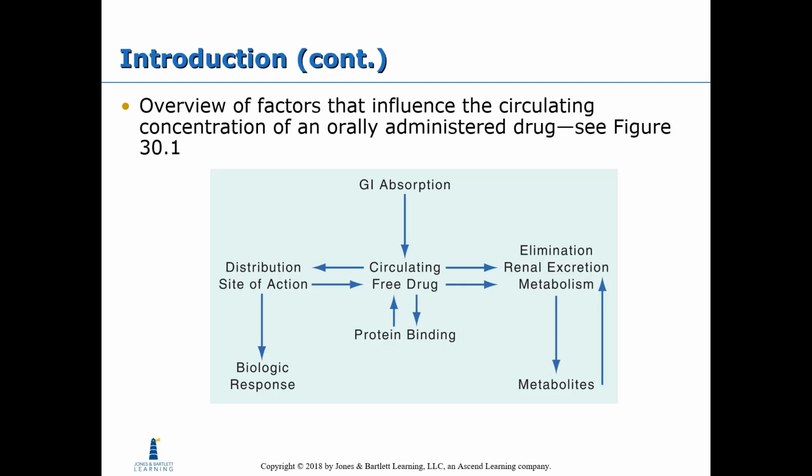This is an overview of the factors that influence the circulating concentration of an orally administered drug. So GI absorption directly impacts the circulating free drug, and then the distribution to the site of action, which produces a biological response, the elimination due to renal excretion or metabolism. Metabolism can lead to metabolites, and then those metabolites can be excreted through the renal system, and then also protein binding.